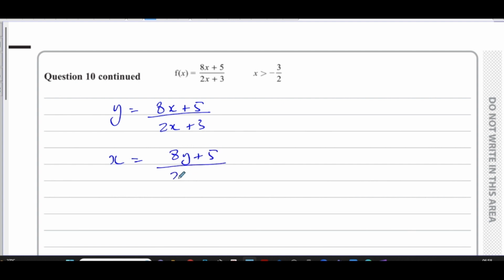And I'll use a blank page here. And see, the traditional way that a lot of people would do, they'll say, let's first call f(x) equals y. So you have y equals (8x plus 5) over (2x plus 3). And then they would say, replace the x with the y and the y with the x. So that becomes x equals (8y plus 5) over (2y plus 3). And then they would make y the subject.